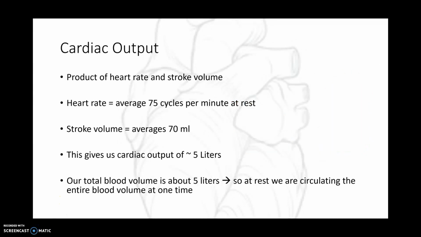Okay, so let's first talk about what cardiac output is. Cardiac output is the product of heart rate and stroke volume. So heart rate times stroke volume is going to give us our cardiac output number. Our average heart rate is about 75 cycles per minute at rest, like we talked about last lecture. Our average stroke volume is about 70 milliliters. So this gives us a cardiac output of about 5 liters. Our total blood volume is also about 5 liters per reference person. So at rest, we are actually circulating the entire blood volume at one time.